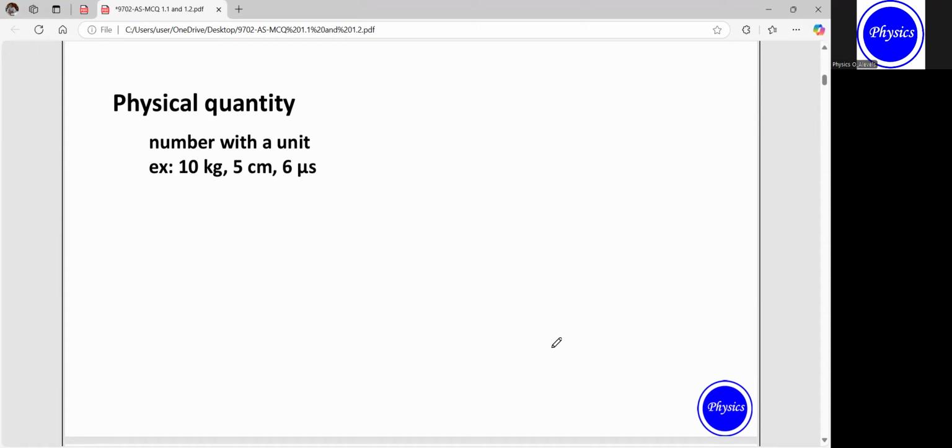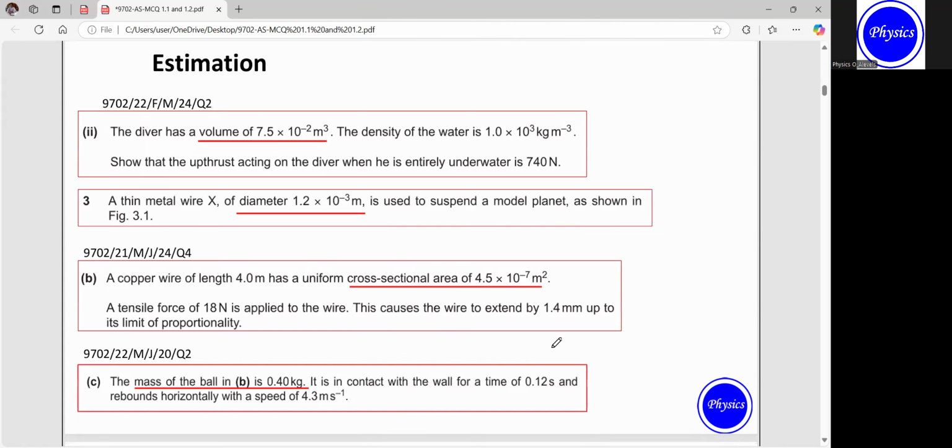There are some quantities which you'll come across, like efficiency. It is not a physical quantity, it is just a comparison ratio between output and input. It could be energy, power, whatever it is. And refractive index is just a constant. It also does not have any unit. So be careful. Whenever the question asks you about a physical quantity, it should have a number with a unit.